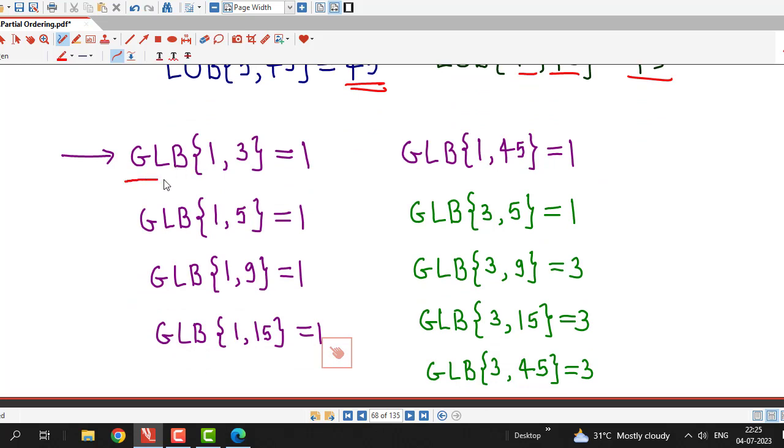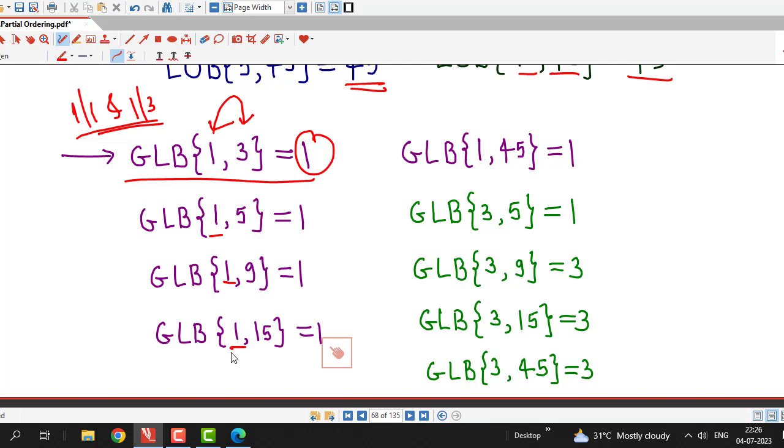Then we have to decide greatest lower bounds. The greatest lower bound is given by the greatest common divisor of two elements. GCD of 1 and 3 is 1. There is only one divisor here, which is 1. 1 divides 1 and 1 divides 3. So there is only one lower bound, 1. Therefore we have 1 as the greatest lower bound. Similarly, if I have 1 as one element, then the GLB is 1.